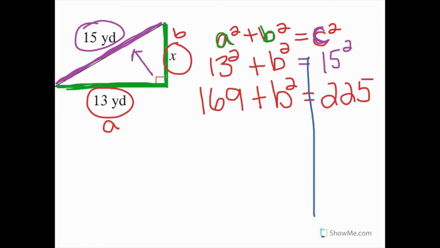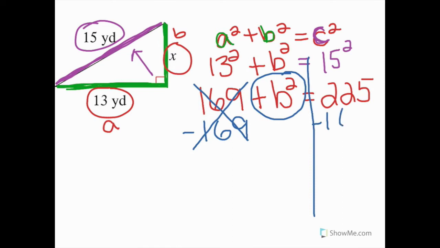Now, I'm trying to get B by itself. So I need to cancel out that 169, that positive 169. So to get that to equal 0, I'm going to do the opposite. I know this is positive, so I'm going to subtract or combine it with a negative 169, however you want to think of it. And that will cancel out and equal 0. I like to cross that out so I forget about it. Whatever I do to one side of the equal sign, I need to remember to do to the other side of the equal sign.